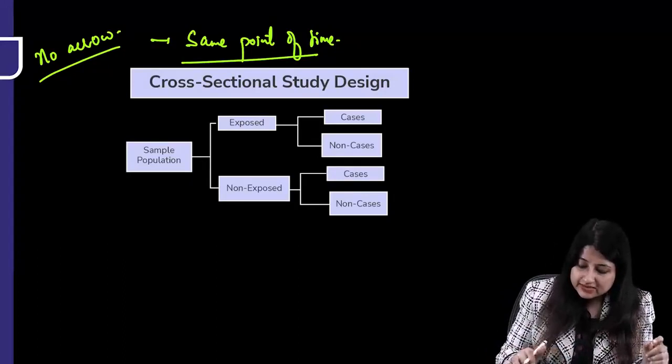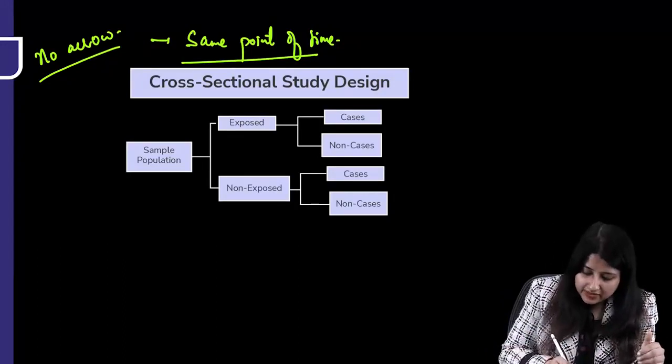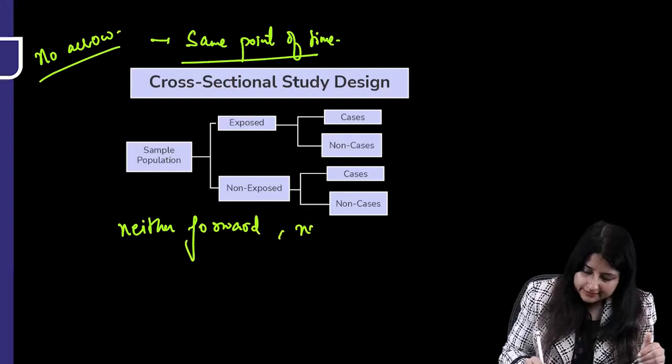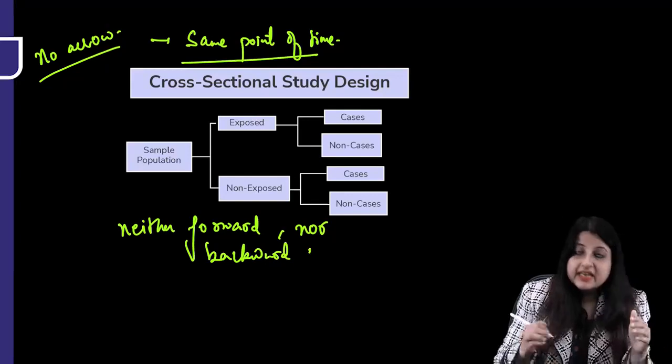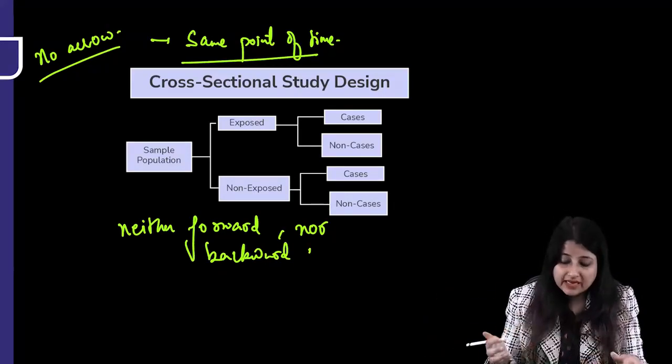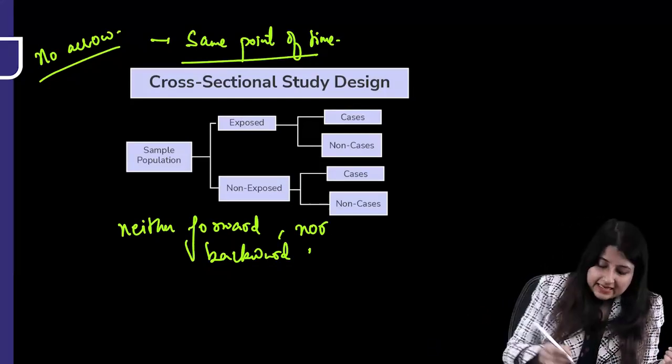In a cross-sectional study design, we are neither going forward nor backwards. We're standing at the same point of time. So what are we doing standing at the same point of time?